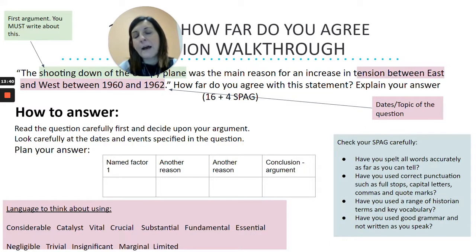So you might talk about an event being a catalyst for something else. You might say that an event was crucial, or that it was negligible, that it was insignificant, or that it was fundamental, it was essential.